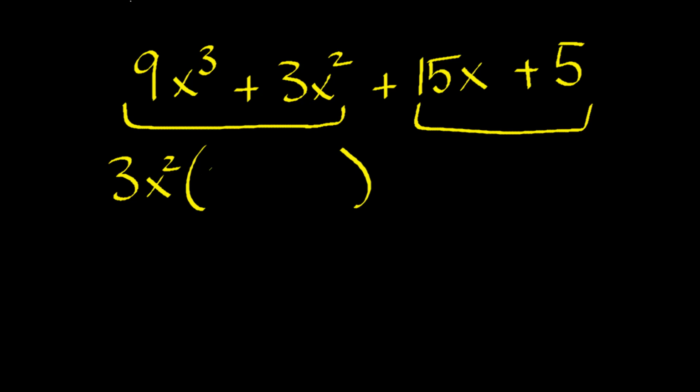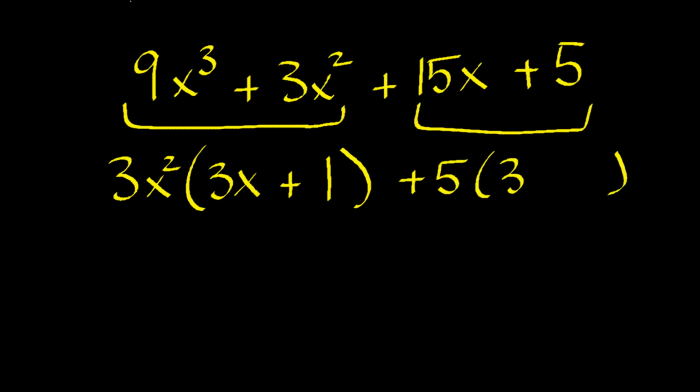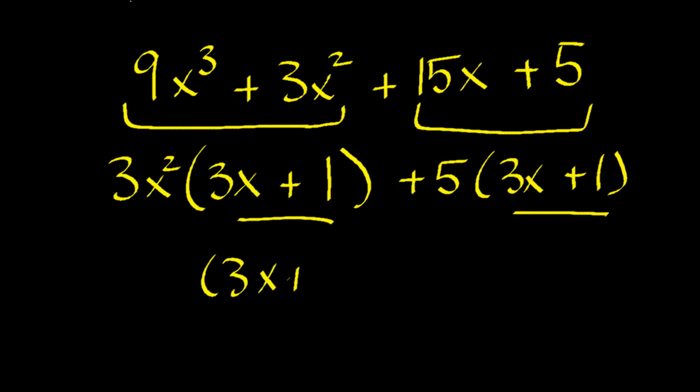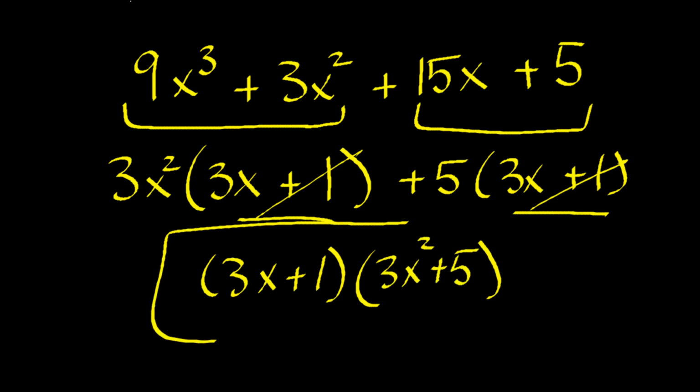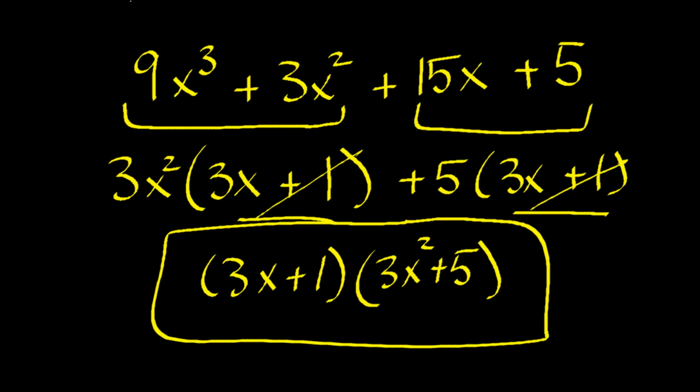9 divided by 3 is 3. x cubed divided by x squared gives us x. And for this term, 3x squared divided by 3x squared is positive 1. For the last two terms, 5 is the GCF. 15x divided by 5 is 3x, and 5 divided by 5 is 1. Again, these match, which means we can factor it by pulling out the 3x plus 1 factor from both terms, leaving us with 3x squared plus 5. So this is the complete factorization for these 4 terms. Feel free to multiply it back out and check the answer.